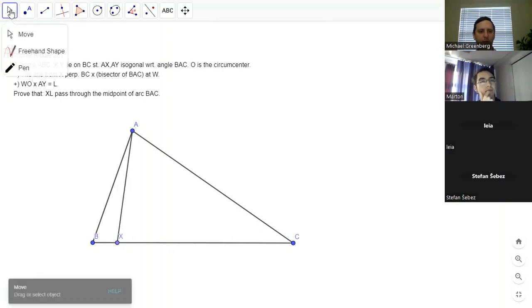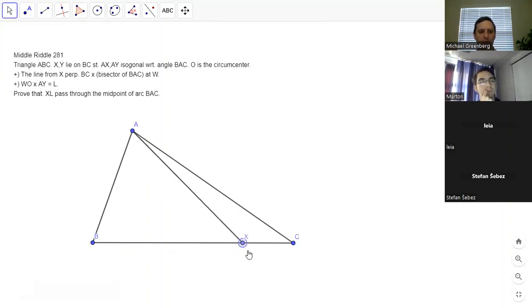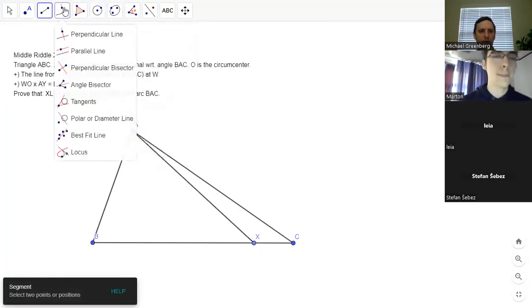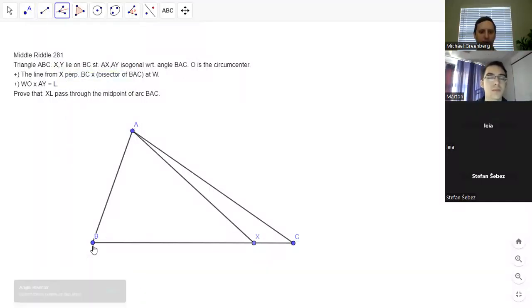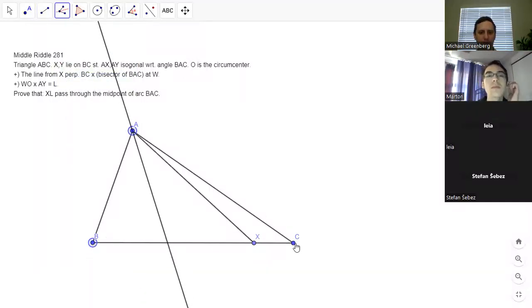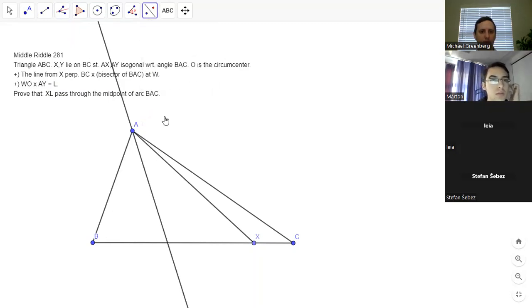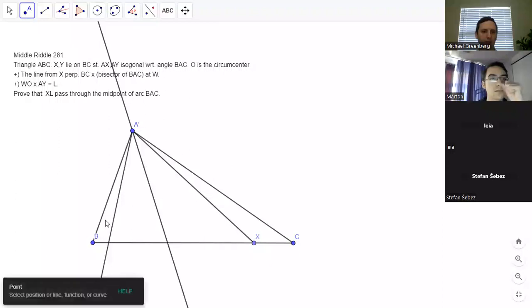What's the best way to do that? I could just reflect about the angle bisector. That's what I think I'm going to do. So here's the angle bisector. I will reflect this segment about it. And it's not what I wanted. Reflect segment AX about the angle bisector. And so this should be point Y.